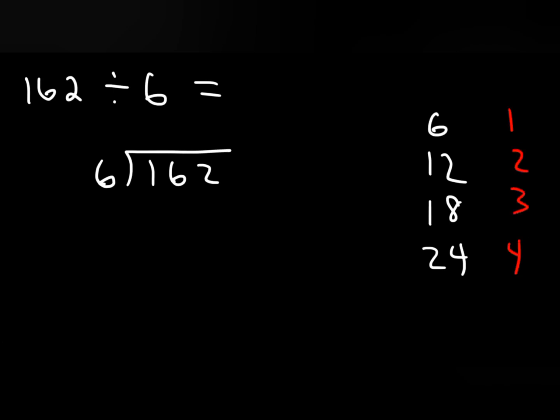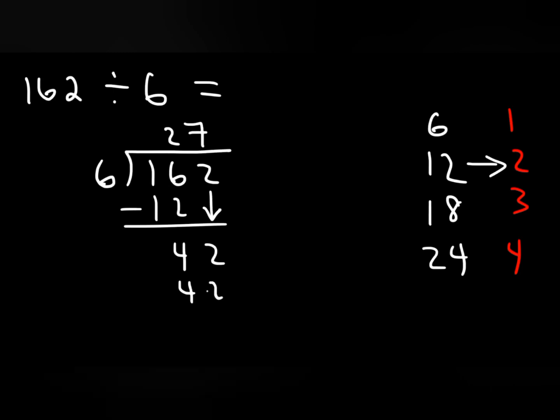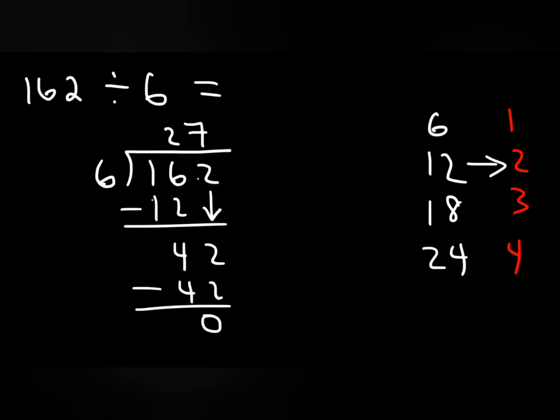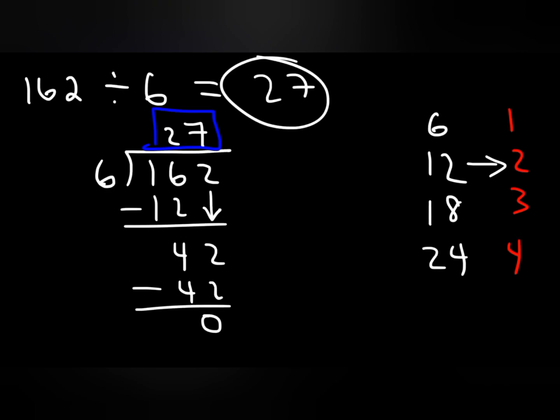So we could say that 6 goes into 16 2 times. 6 times 2 is 12. And 16 minus 12 is 4. Now we need to bring down the 2. And 6 goes into 42 exactly 7 times. 6 times 7 is 42. And so this is the answer. 162 divided by 6 is 27. And so that's how you can do basic division.